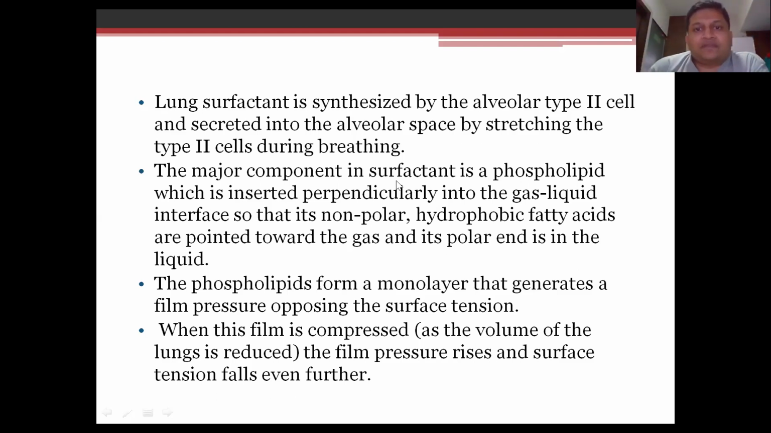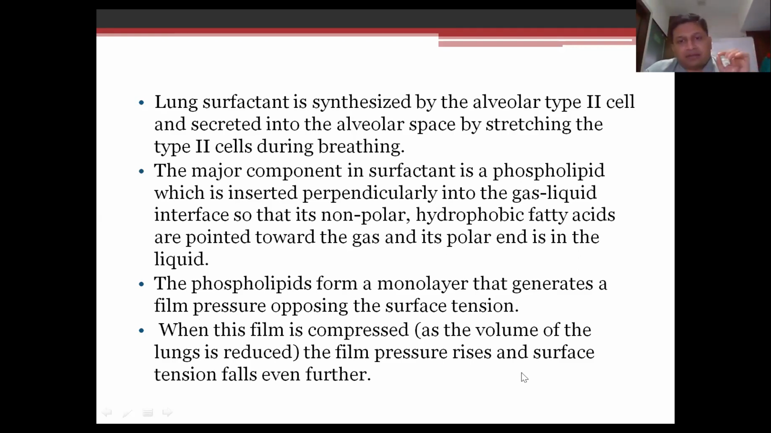The major component of the surfactant is the phospholipid, which is inserted perpendicularly into the gas-liquid interface, so that there are two ends, non-polar and polar. The non-polar hydrophobic fatty acid ends point toward the gas, and the polar end is toward the liquid. By this mechanism, they decrease the surface tension. The phospholipid forms a monolayer that generates a firm pressure opposing the surface tension.